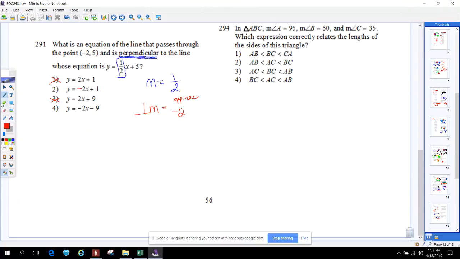Now, the next clue we're going to look at is that it says it goes through the point -2, 5. So we're going to have to take these equations and substitute in -2, 5 and see what happens. So I'm going to take equation 2. It doesn't matter which one you pick. 5 equals -2 times -2 plus 1. -2 times -2 is +4, which is 5. 5 equals 5, so our answer is choice 2.